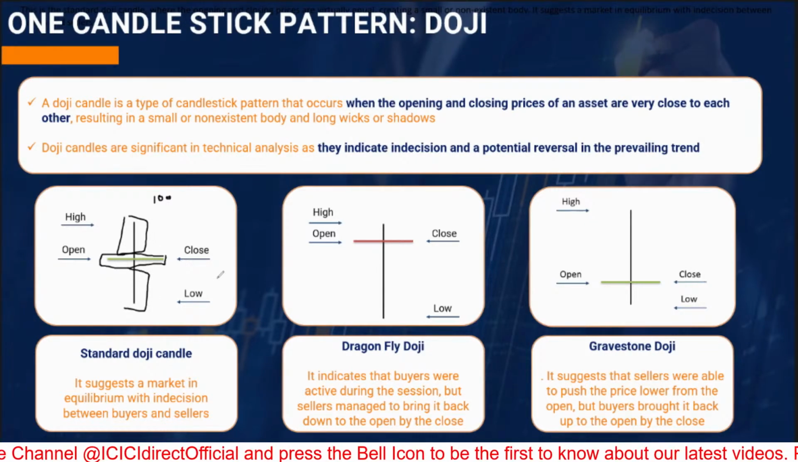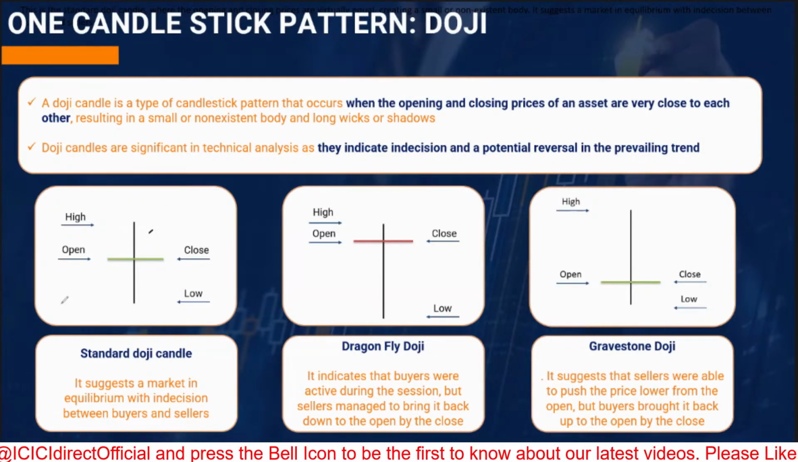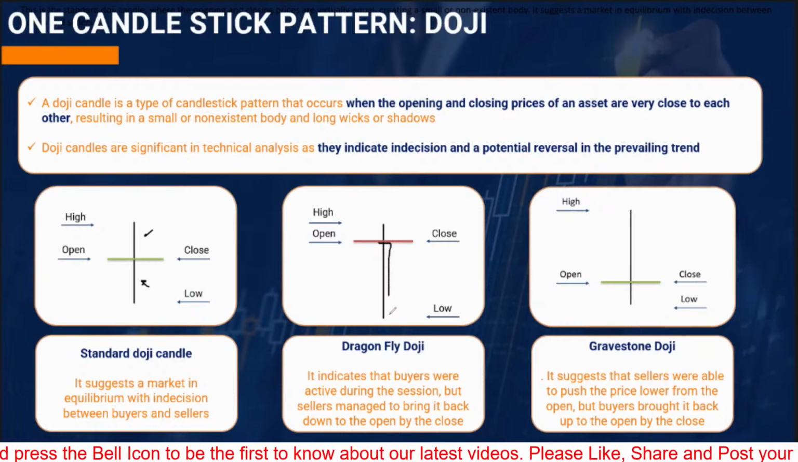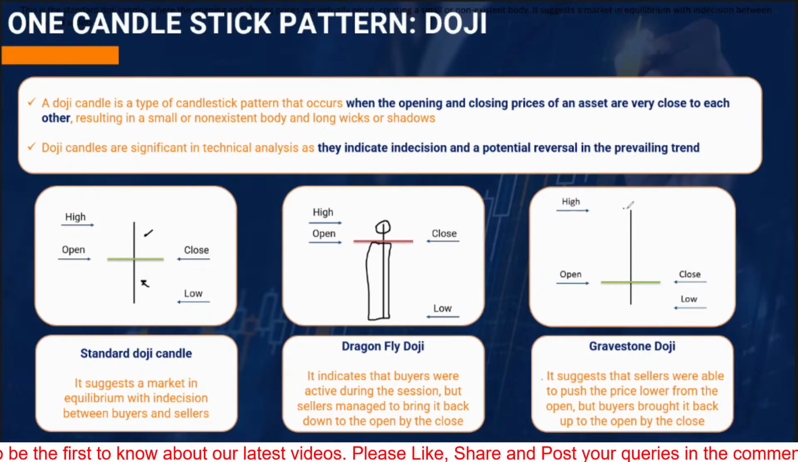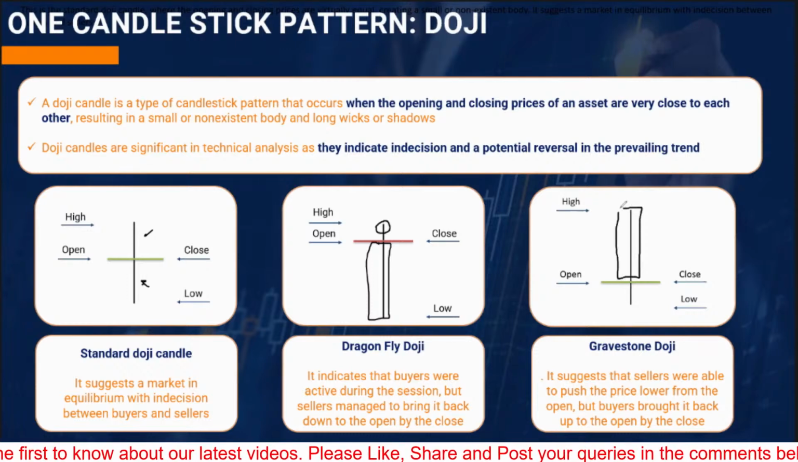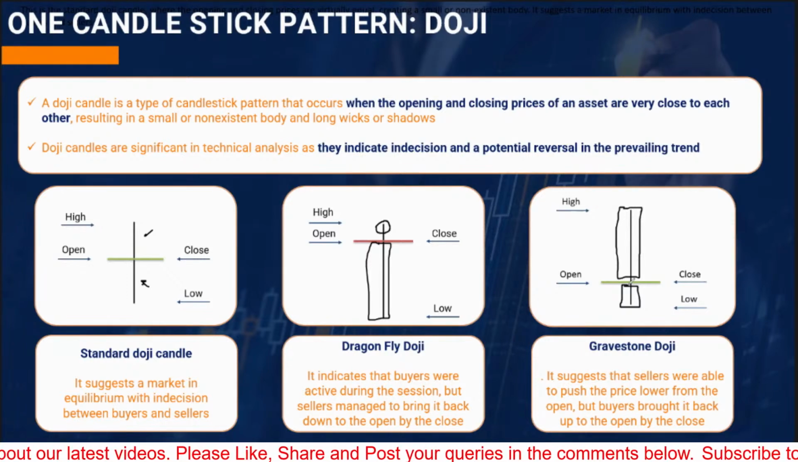If you see, I'll just erase my drawing for a bit. In a standard doji, your upper wick and your lower wick both would be of the same size. Then we saw something called a dragonfly doji, where we would have a long lower shadow and a small upper shadow. This is a bullish indication. And then we saw gravestone doji, where we would have a long upper wick, that is upper shadow, and a small lower shadow. So these were the three patterns we had covered and also saw it in the live market.